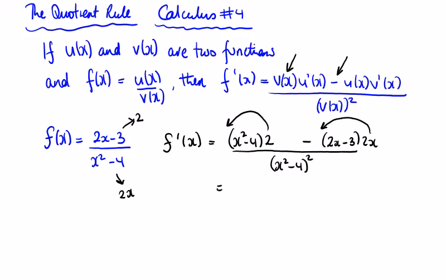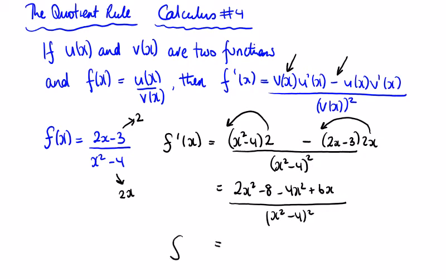So we're going to get 2x squared minus 8 minus 4x squared plus 6x all over x squared minus 4 to be squared. And tidying up the top line, we're going to get minus 2x squared plus 6x minus 8 over the bottom to be squared, which is x squared minus 4 to be squared.